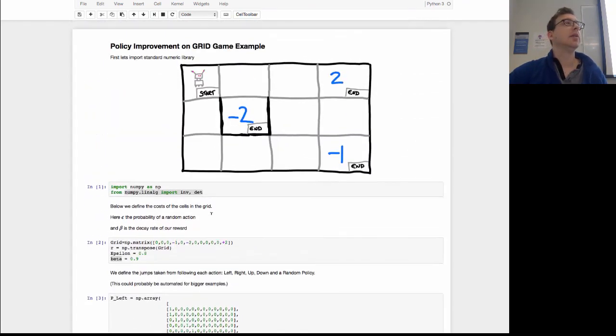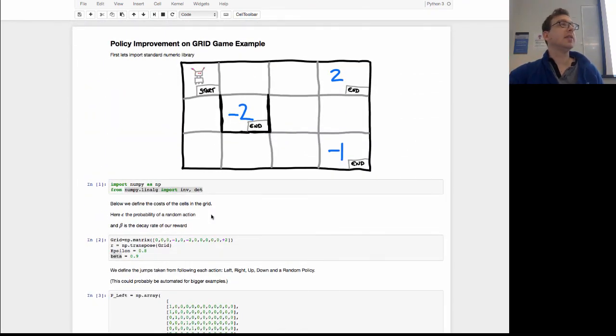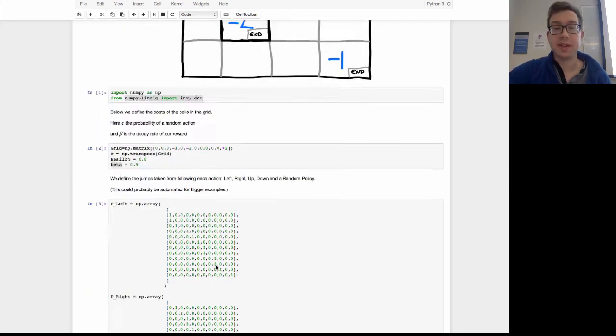So like I say, it's quicker in terms of the number of iterations. It converges quicker, but it can be computationally more expensive.